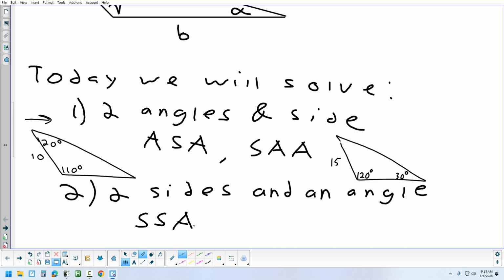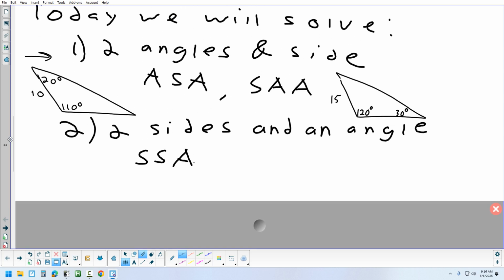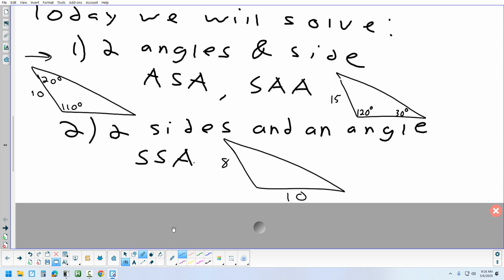Okay, side-side-angle. That one's a little bit different. You're being given two sides to start and an angle, but the angle cannot be between the two sides. If the angle was between the two sides, this formula we're learning today doesn't work. That's law of cosines. All right, so let's say this side is 8, this side is 10, and to make it side-side-angle, I can either give you this angle or I can give you that angle, just not that one. That one wouldn't work for today. So let's call that 40.